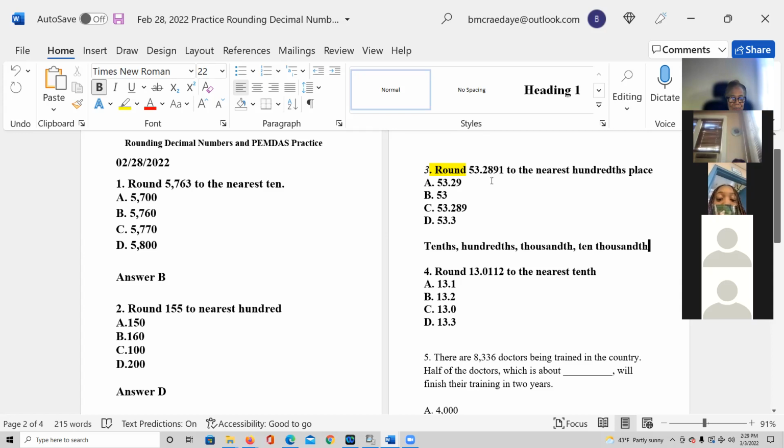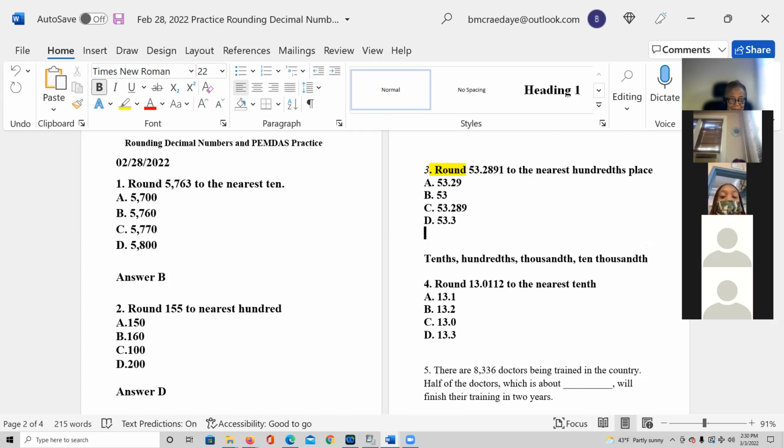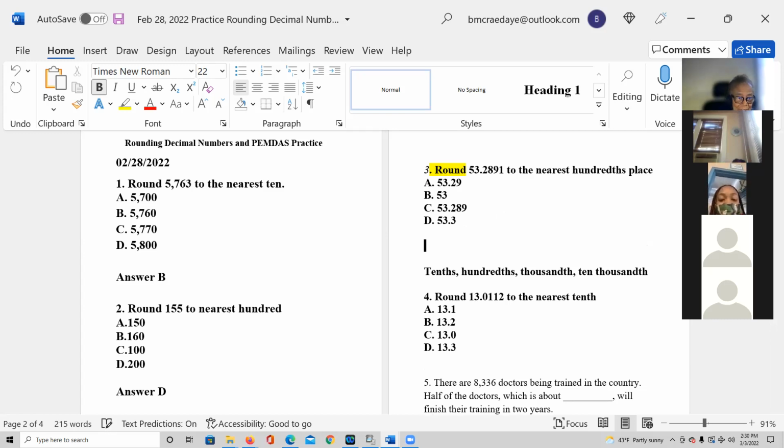You mean the 9? What does the 8 become when we round? Oh, it becomes 9. So what's the answer? A, that's correct, because that's the hundredth place. So the answer is A. Mercedes, did you have that? Yes, I do. Answer A.